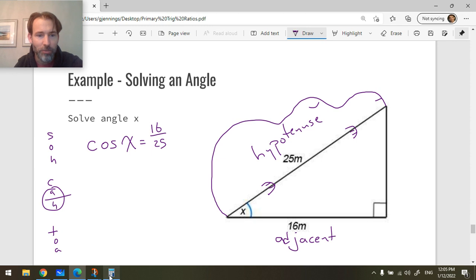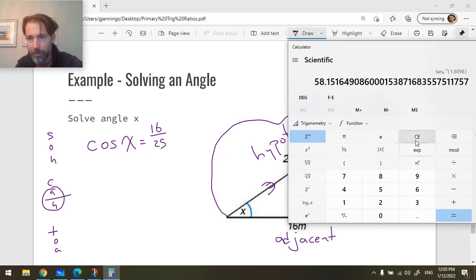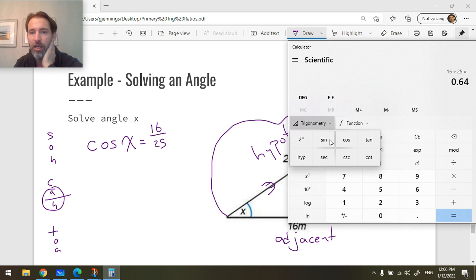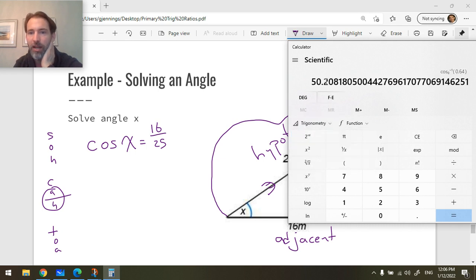So how do I do that on my calculator, Mr. Jennings? Well, you open your calculator, you clear everything out, and then you say 16 divided by 25 equals 0.64. That's a number, right? And that could be cosine. If you ever have a number here that's bigger than 1 or smaller than -1, that's impossible. You can't have a cosine that is bigger than that, and I'll show you why in a second. And then you go in here, trigonometry, and you say inverse cosine of that, please. That angle is 50.